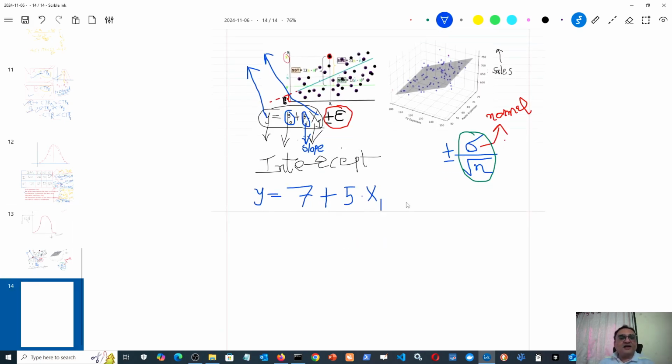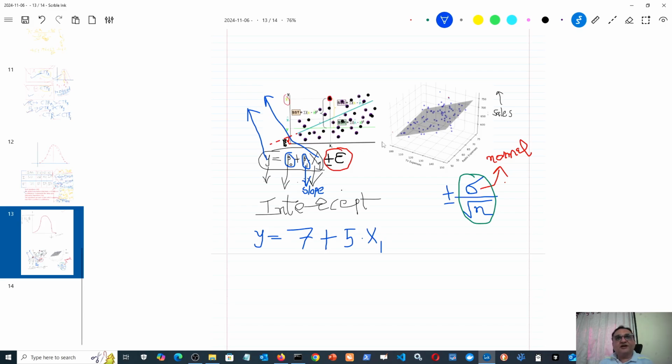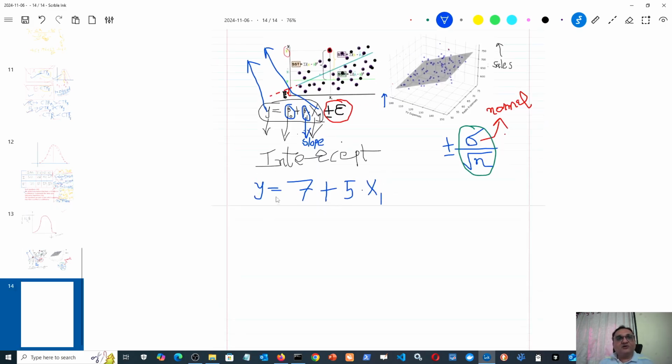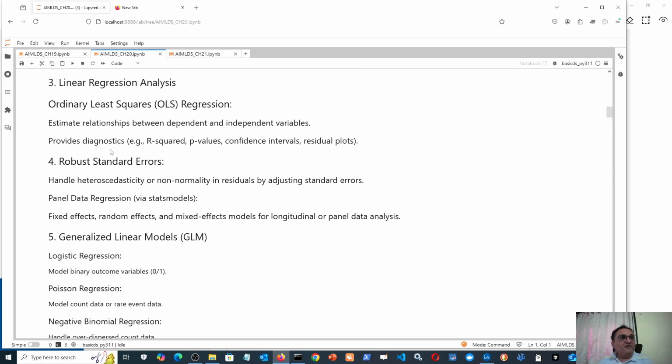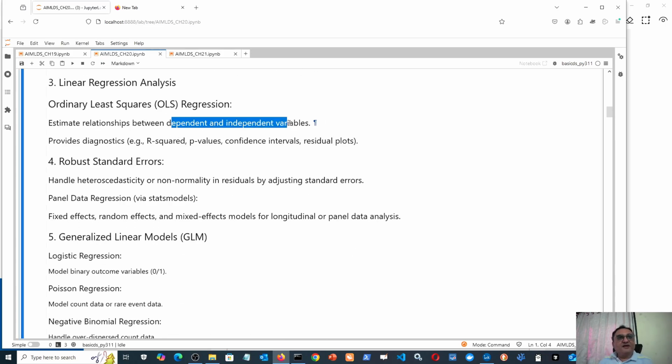Because from now onwards, if anyone asks what the corresponding value of y is if x1 is somewhere here on the x-axis, further prolonging that axis, I just have to plug in the value. That is called estimating the relationship between the independent variable and the dependent variable. That is called ordinary least squares regression.